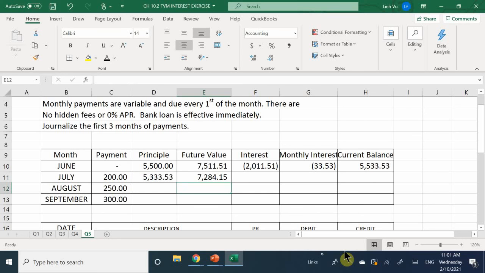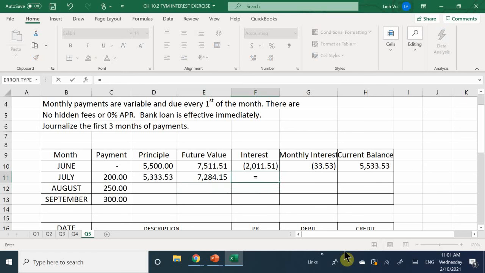My new future value is now 7,284.15. And of course, if I calculate that right, I subtract my future value based on my current balance. My new interest now that is collected is going to be $19.50. So again, every time you make a payment and you try to pay off as much as you can, the only thing, like I said earlier, is that it's already planned ahead of time.